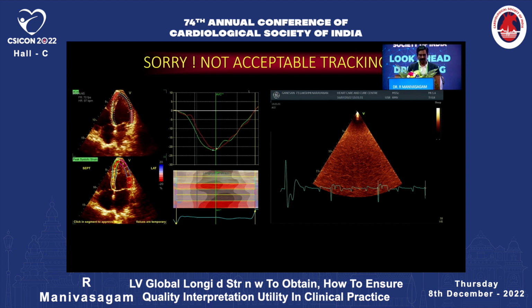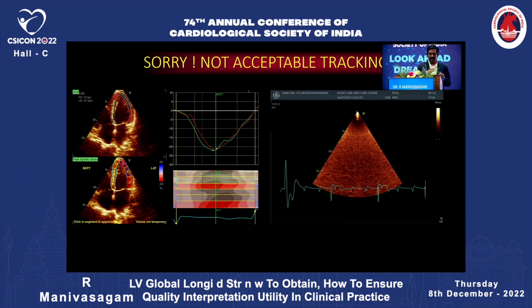One other basic question: how does this differ from MAPSE, or on the right side from TAPSE? You're looking at the mitral annulus motion by M-mode, and on the right ventricle you look at the tricuspid annulus motion. So how is the strain different from TAPSE or MAPSE? That is just angle dependent.